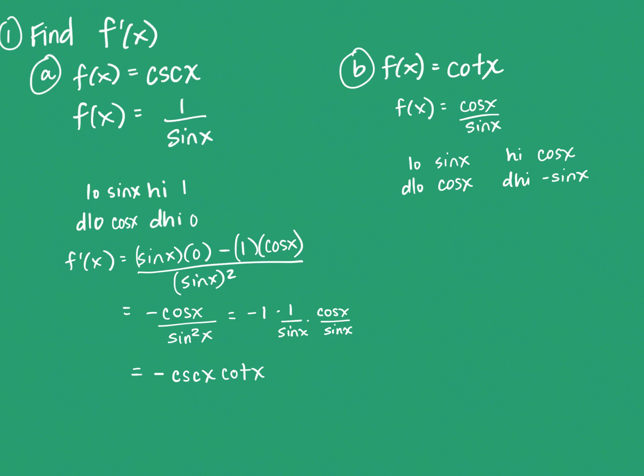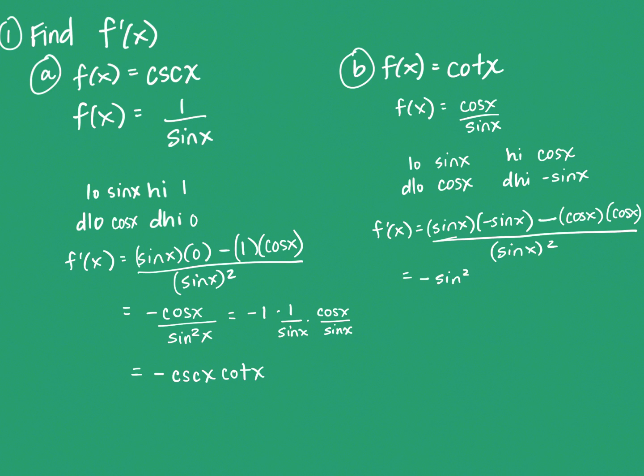Okay, and then we're going to do f prime of x is equal to sine of x times a negative sine x. And then don't forget, with quotient, it's a minus. So minus a cosine x times a cosine x all over our low squared. So all over sine x squared. So this gives me a negative sine squared x, and then minus a cosine squared x. So this is also going to be an identity, even though it's not as obvious. And then again, over sine squared x.